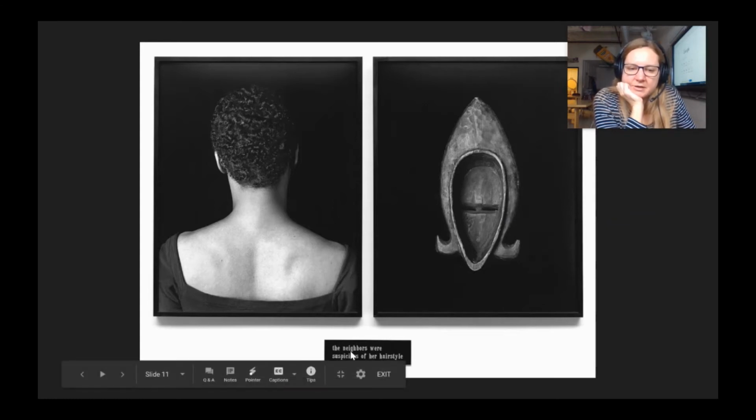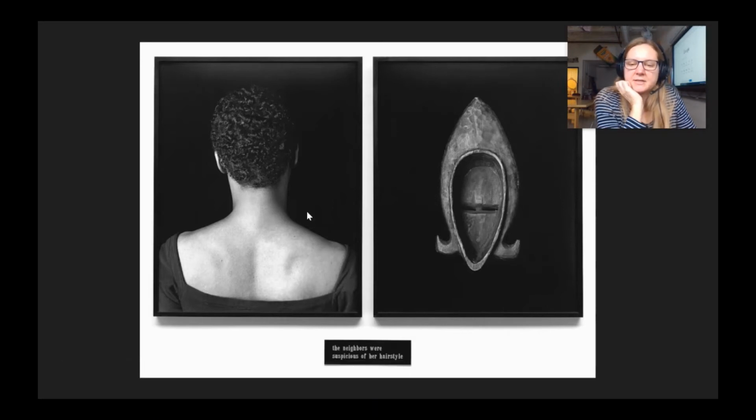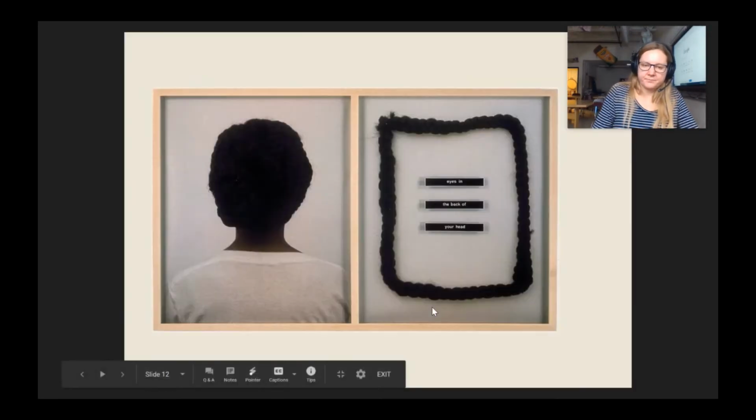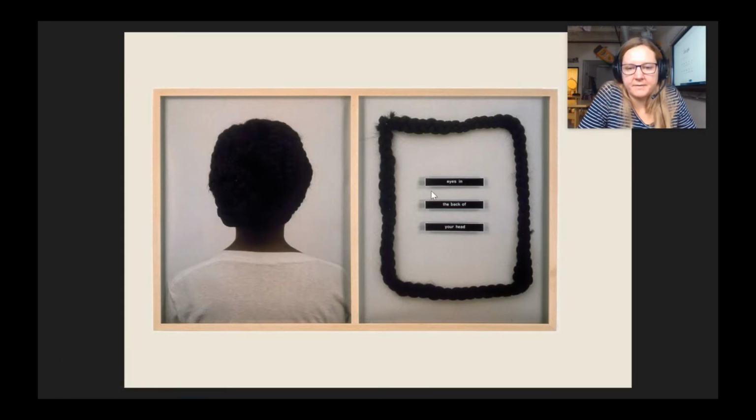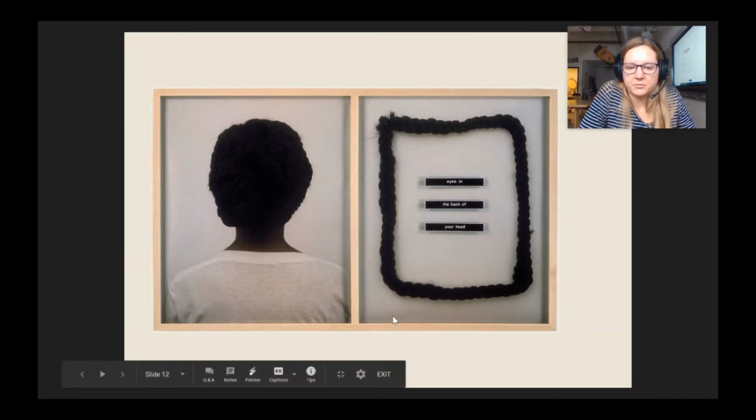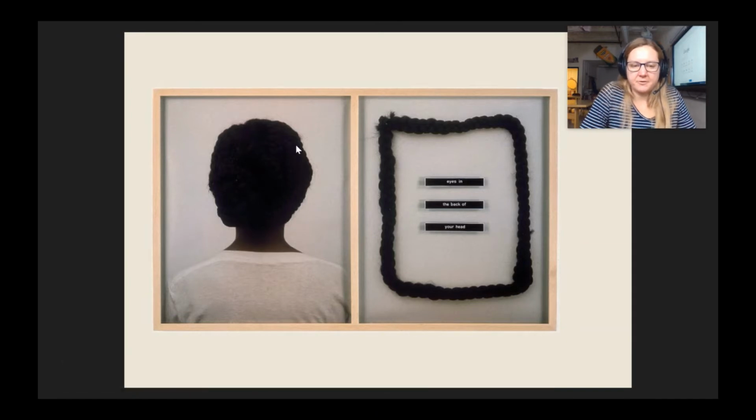And so she is obviously talking about people who are suspicious of Black women's hairstyles and how they're discriminated against because of their hairstyles. Again, back of the head. And this one is a photograph. And then this one actually is a diptych where she has actually found this braid and glued it or pinned it onto the actual board here. So it's a photographic work of art, but also including sculptural or found objects in her work.